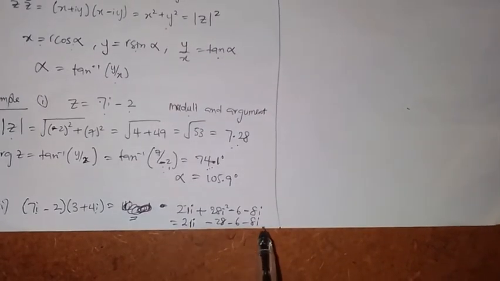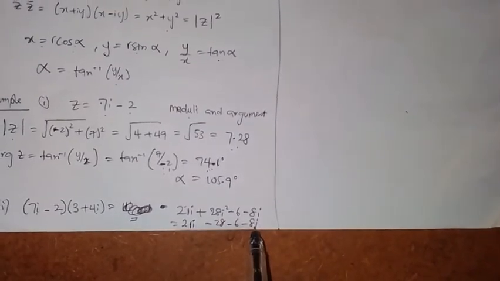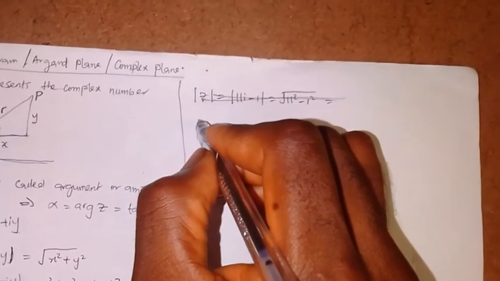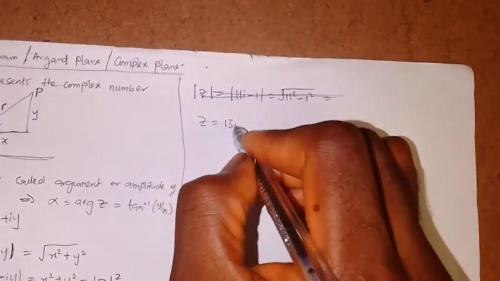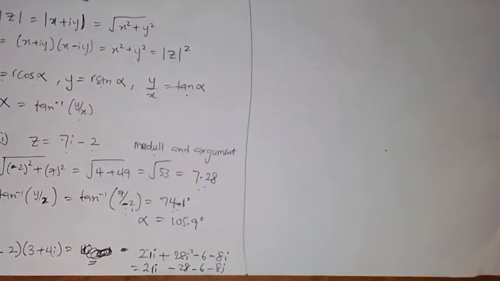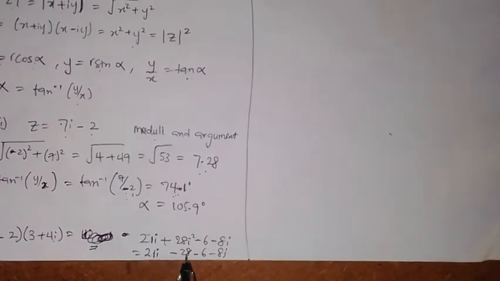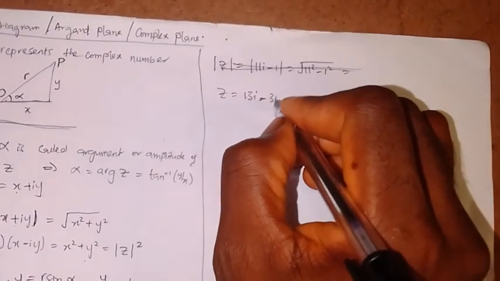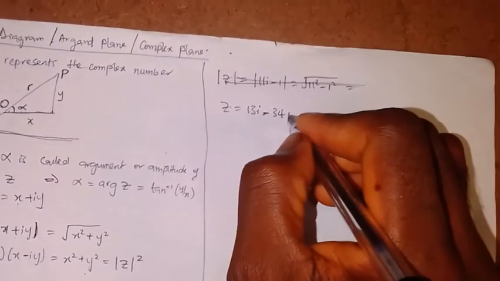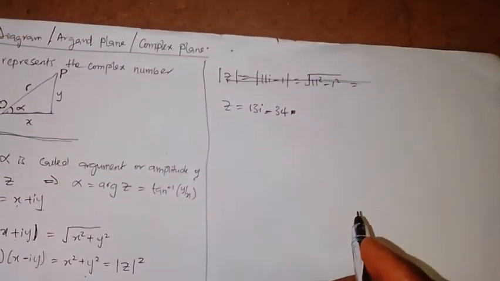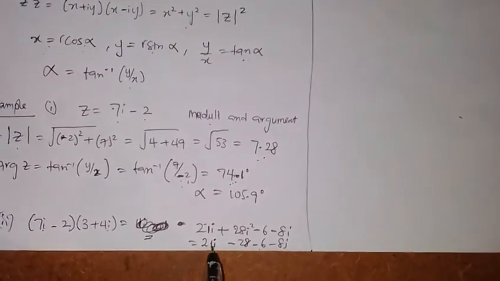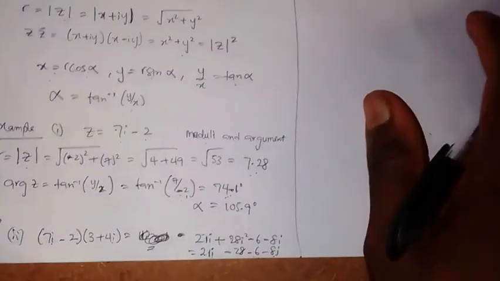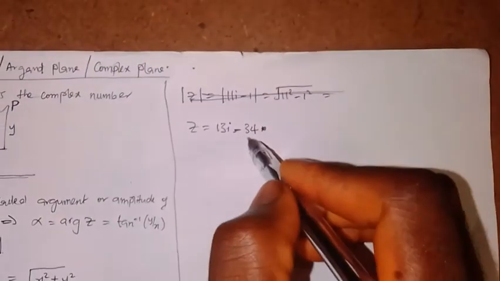On adding, I'm going to have this minus this, that's 13i. So I'm going to have my z still to be 13i. Then minus 28 minus 6, that's minus 34. Okay, so on adding, 21 minus 8 is 13, and minus 28 minus 6 is minus 34. So this now becomes my z.